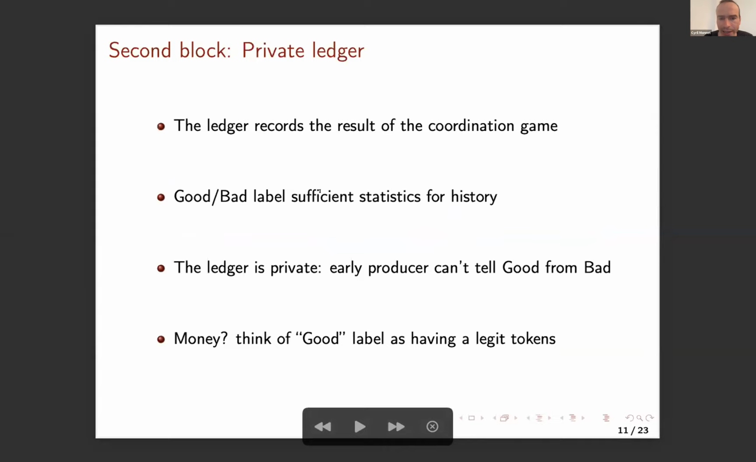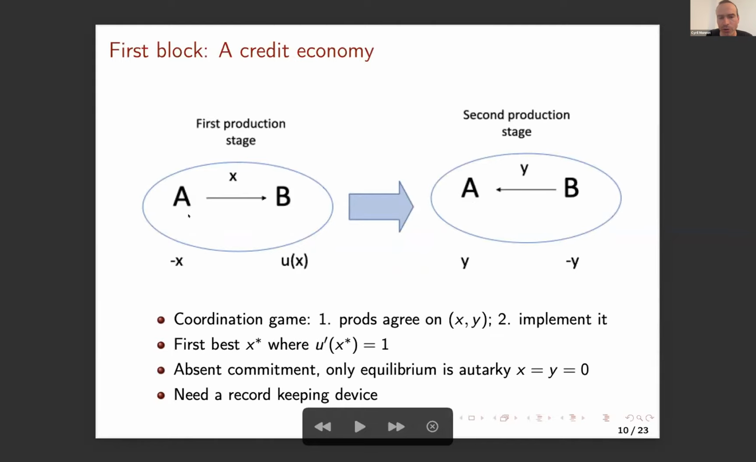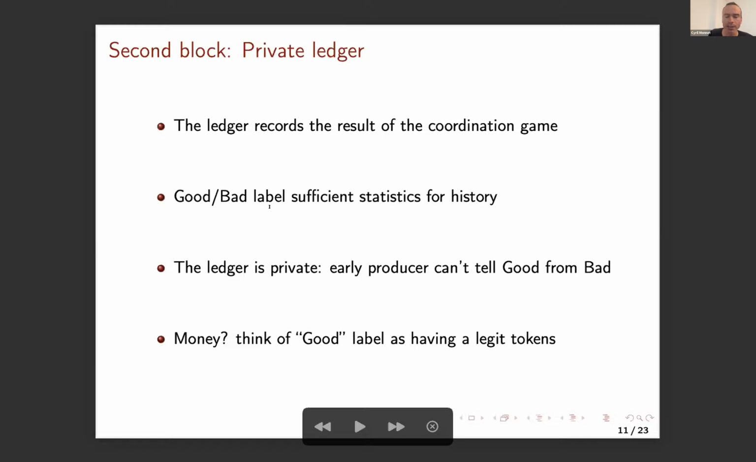If you have a bad label, it means that you sort of defaulted on your loan. Again, when I say loan, it means that when B consumes early on, it's the same as if A was giving a loan to B, expecting that B would repay Y in the second production stage. Now, when B doesn't pay, this should be recorded as a bad label. And a bad label here is going to be an absorbing state, in the sense that if sometime in the past you've defaulted, then you have a bad label and you should keep your bad label. So the ledger here.